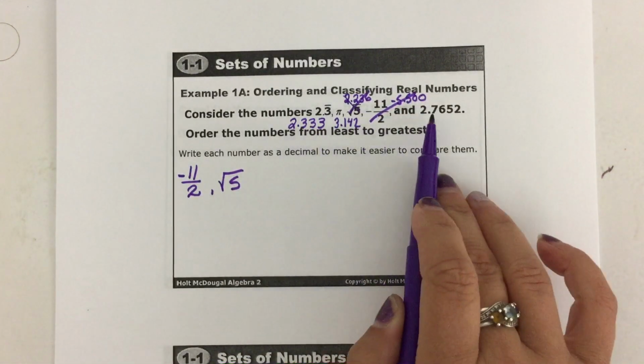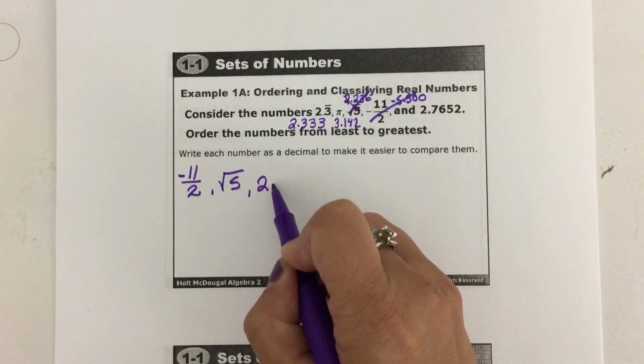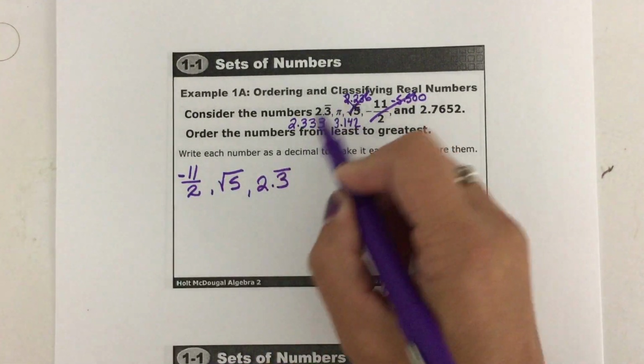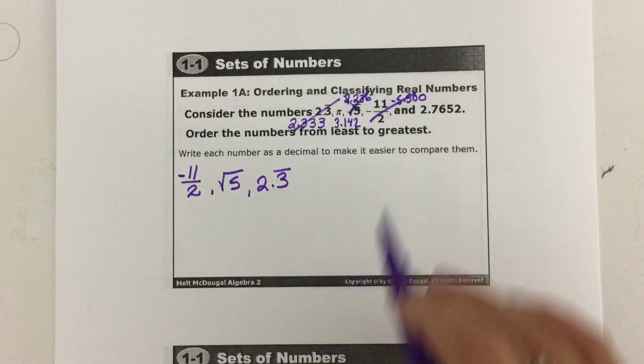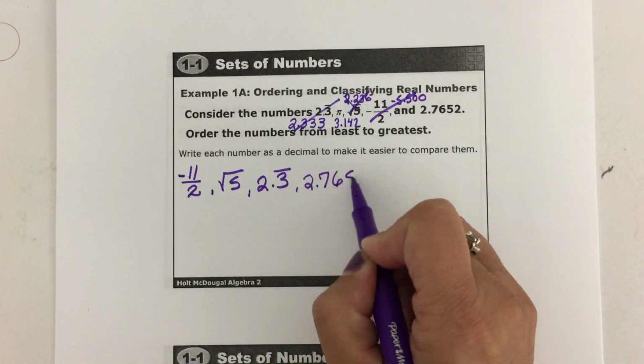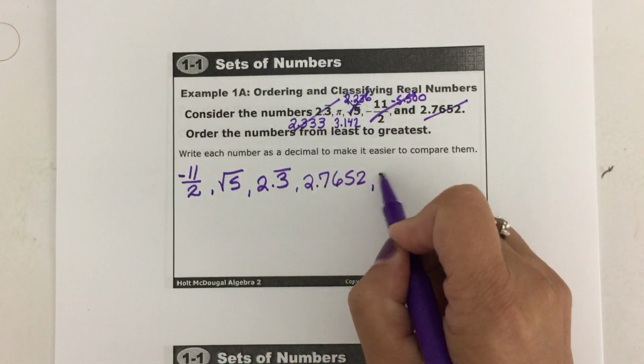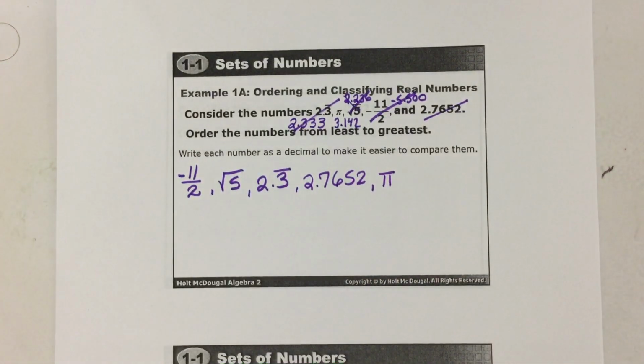Next, I have a 2.3 and a 2.7. 2.333 is smaller. That came from the notation 2.3 repeating. Next, I would have 2.7652. That was the notation that they gave me. Last but not least, we have pi. So there's an example of ordering from least to greatest.